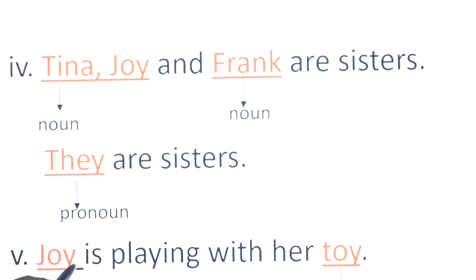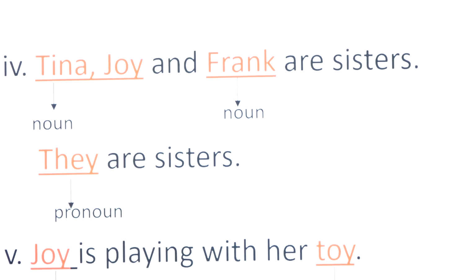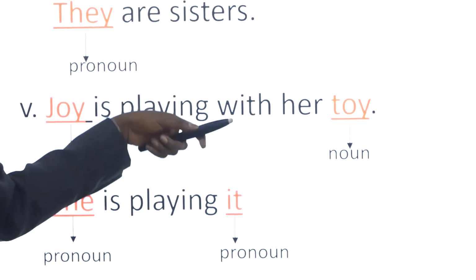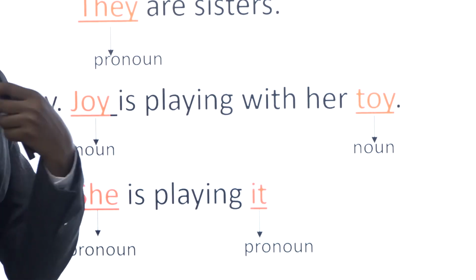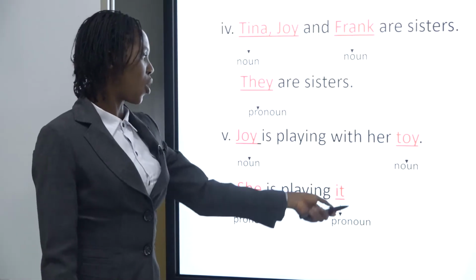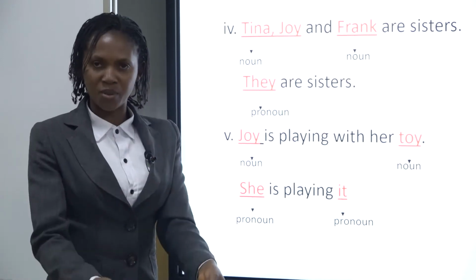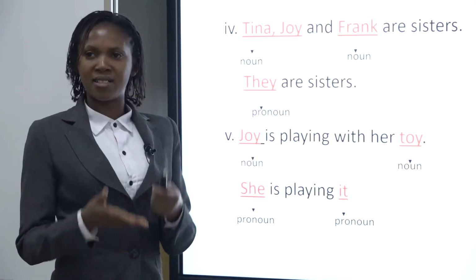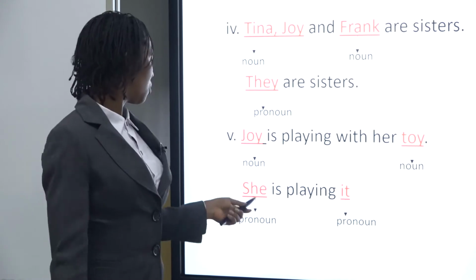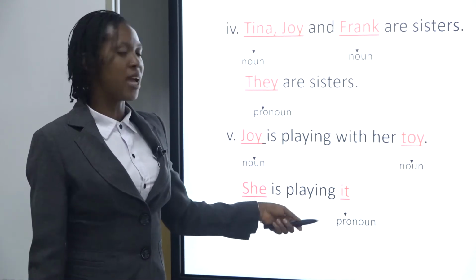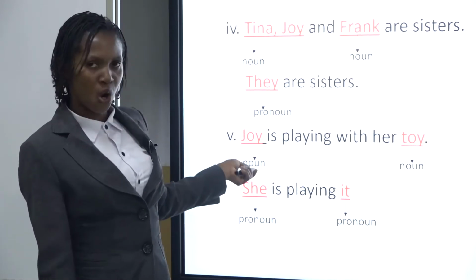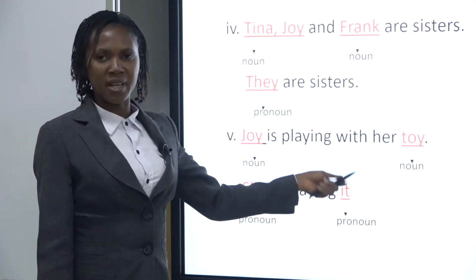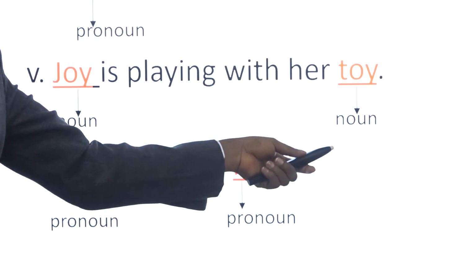The next one, Joy is playing with her toy. Joy is an example of a noun and a name of a person. Toy is a noun but is an object. Now we are going to replace the nouns with pronouns. We say she is playing with it. She replaces Joy, while it replaces toy, which is an object.